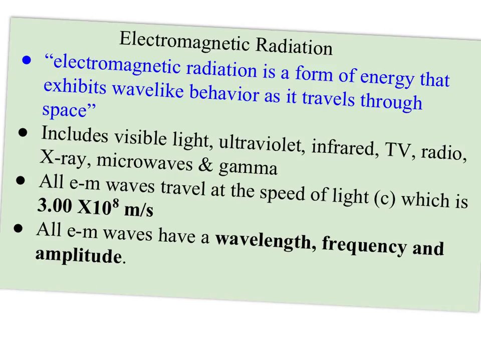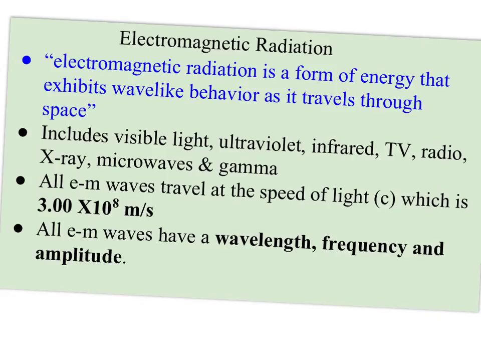That speed is 3 times 10 to the 8th meters per second, which is really fast. That's why when you flip the light on, it's instantly on, the switch is on and the light is reaching your eyes. It is fast. What makes electromagnetic waves different is wavelength, frequency, and amplitude. So we're going to take a look at how those three characteristics make electromagnetic waves different from each other.